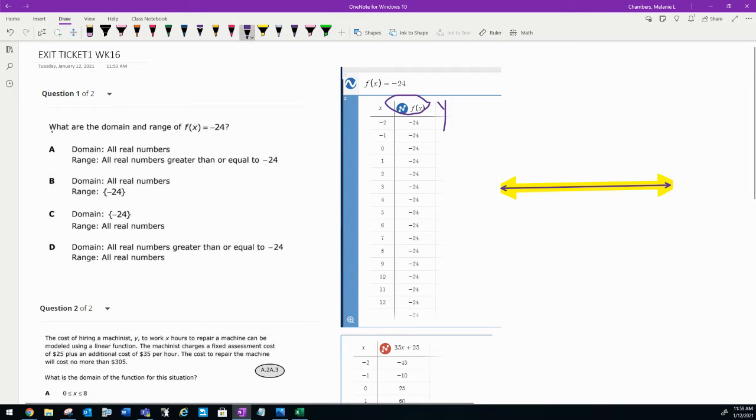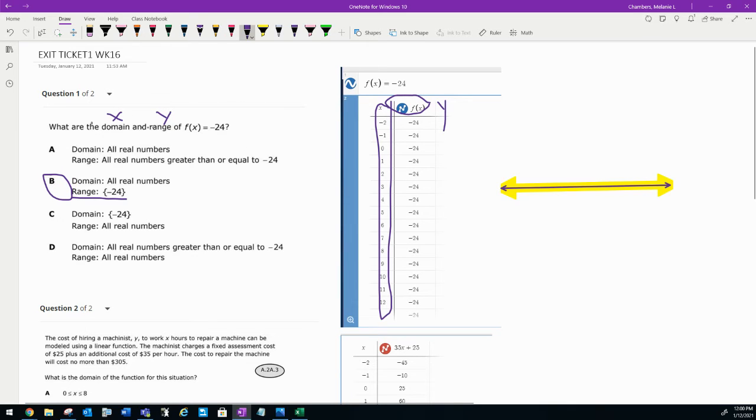So this asks, what is the domain? That's your x values, and the range, which is your f of x or y values. We see that the y values are negative 24. So we see here on answer B that the range is negative 24, and the x values are all the values on the number line, which will be all real numbers. So the answer is B.